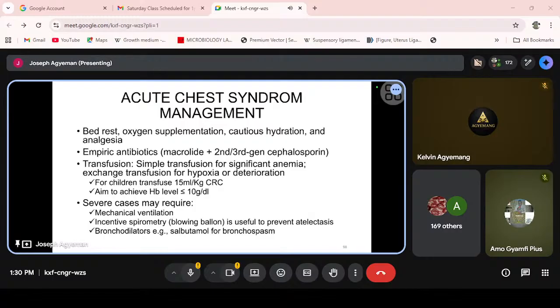What they do is remove the patient's blood to outside the patient's body and replace it with blood from somebody with HbA hemoglobin in their red blood cells. So it's like you are removing the SCD.